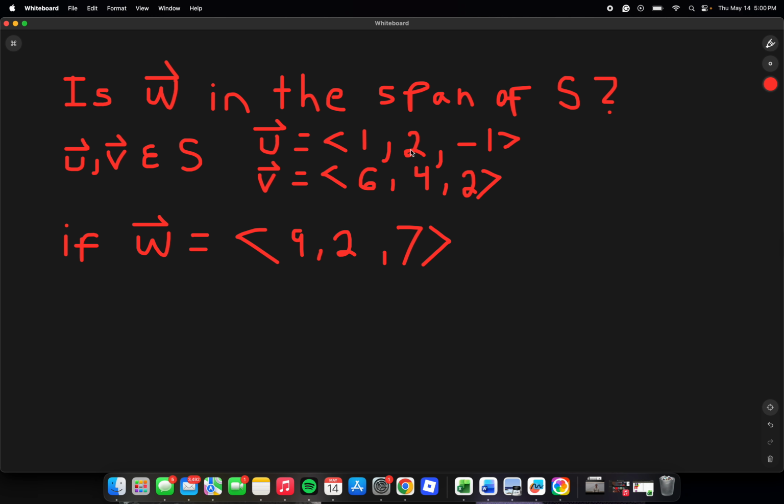u being 1, 2, -1, and v equals 6, 4, and 2. We would say that the span contains all linear combinations of these two vectors here. So the span of S contains every combination of u and v added and subtracted together. So let's say I did 2u plus 3v, or 2u minus 2v. Wherever those vectors are going to show up are contained within the span of S.